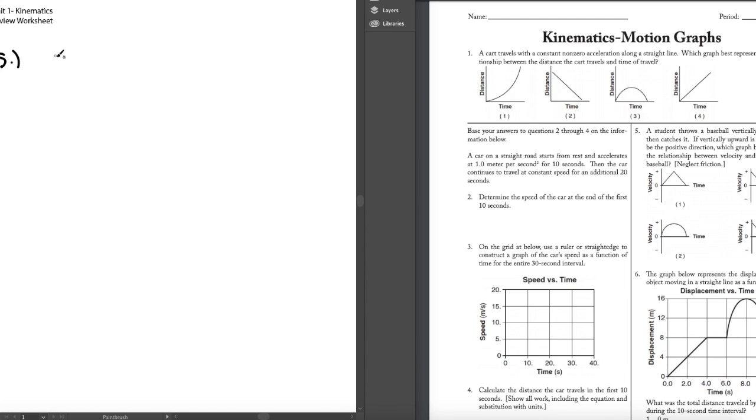A student throws a baseball vertically upward and then catches it. If vertically upward is considered to be the positive direction, which graph best represents the relationship between velocity and time for the baseball? Neglect friction. I'm going to call this A. Oh, psych. I'm dumb. I think it's 2.